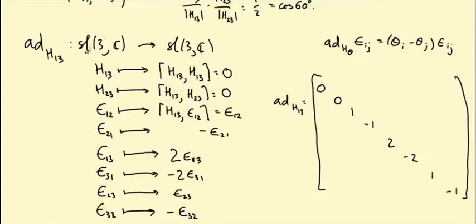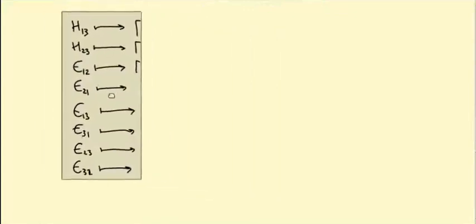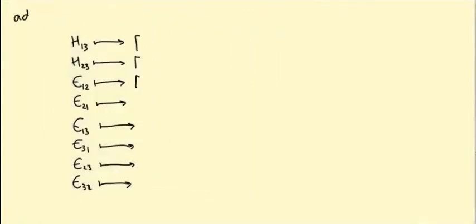Let's copy this bit, because I'm going to need exactly that again, and get another page. So we now need to calculate ad H23. Well, again, H13 is going to go to H23 bracket H13, which is 0. Similarly, H23 is going to go to 0. E12 is now going to go to minus E12. E21 is going to go to E21.